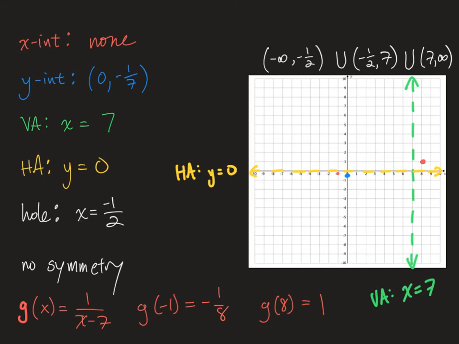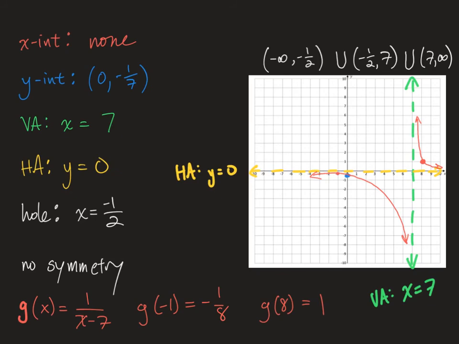So we have a point in every single interval. We can start drawing the asymptote hugging curves. Let's go up like this. Yep. Come down like this. All right. And then we can draw the asymptote hugging curve over here. Something like that.